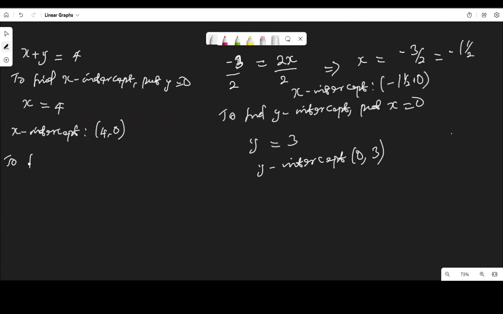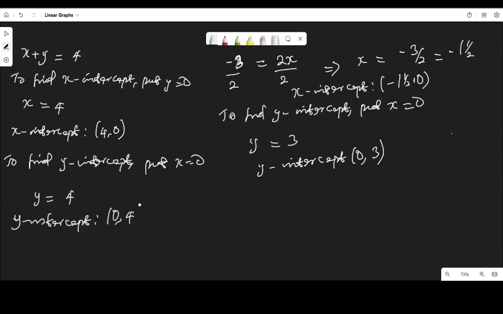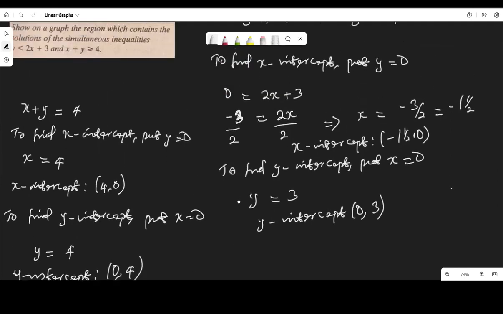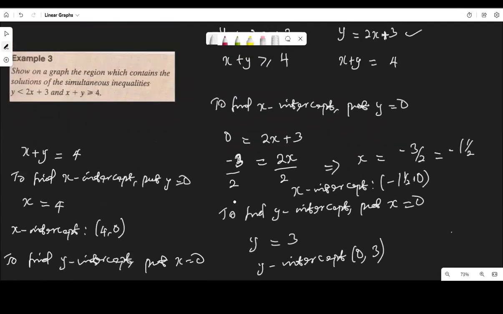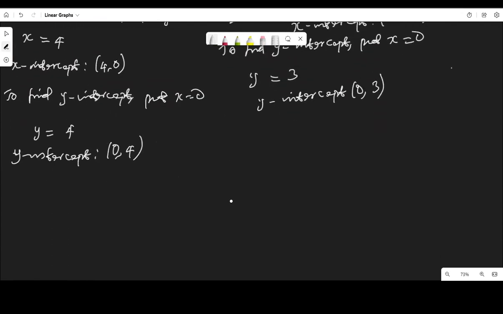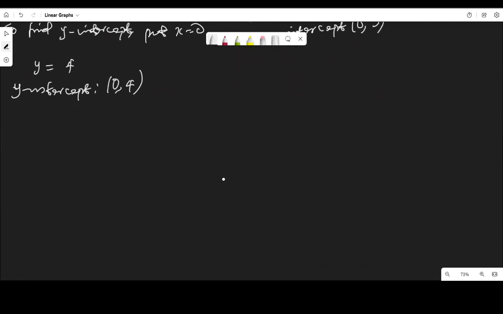Now to find the y-intercept, we put x to be 0, so that y will be 4 also. Then the y-intercept, therefore, will be 0 and 4. So with all these points, we can plot the graph of this inequality. However, we are treating them like equations to find their intercept.